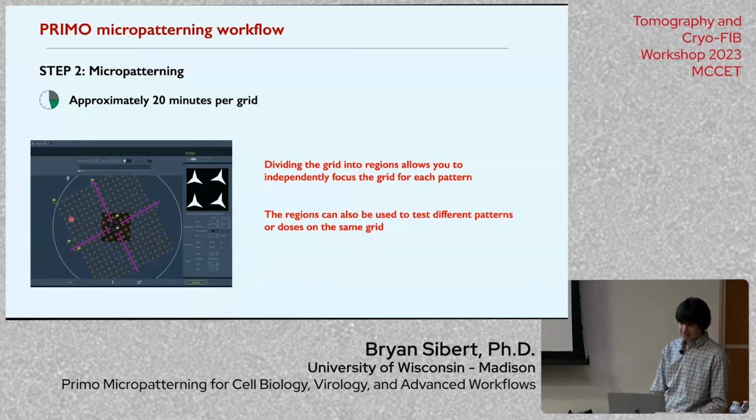So what really takes the longest amount of time here is orienting your pattern with the grid bars. The whole process of patterning a grid is about 20 minutes, and 15 of that is getting the grid on the microscope and rotating your pattern to match the grid bars. And like I said, the actual patterning is very, very fast.